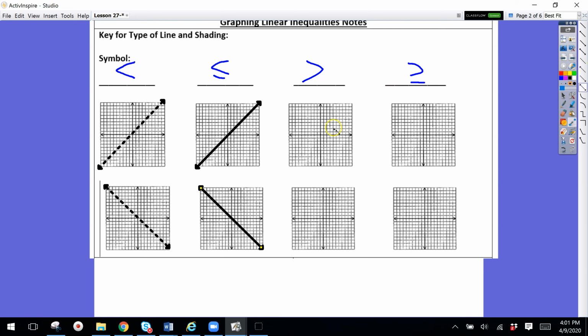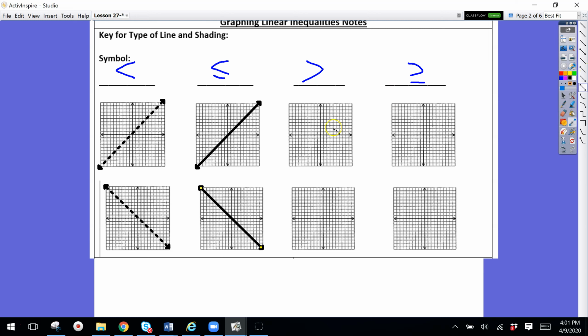So now let's go ahead and graph this. My y-intercept is -3. My slope goes up 3 over 2, up 3 over 2. And then let's make a line. This does not have an equal sign, so that means I need a dashed line.